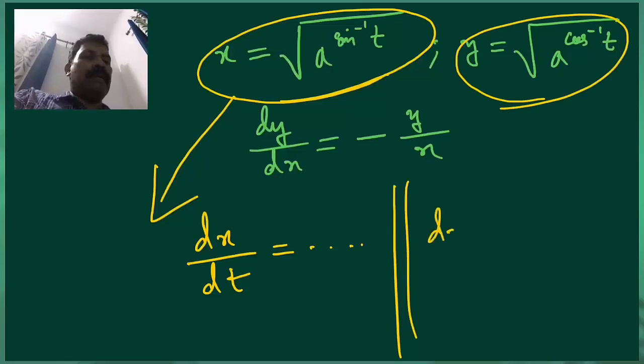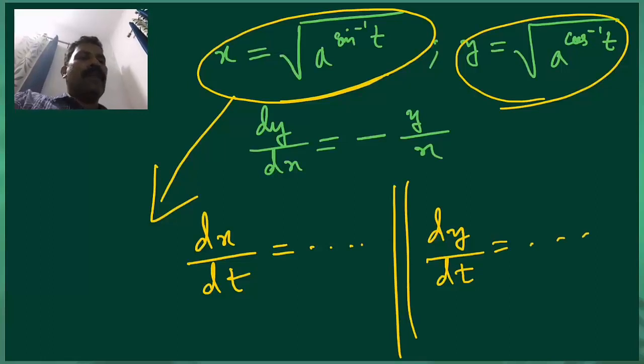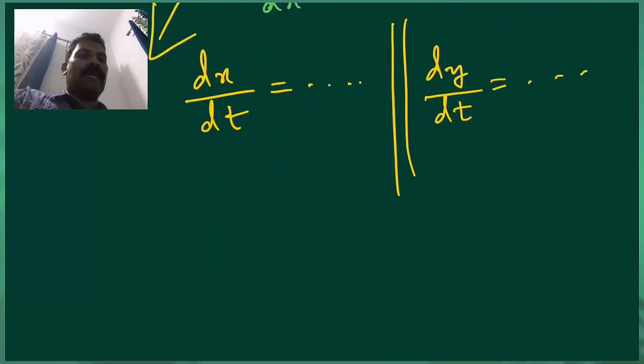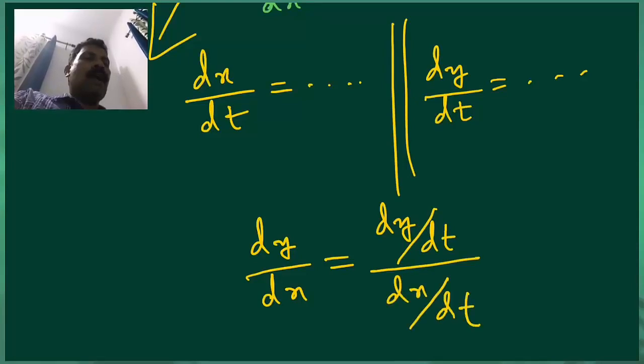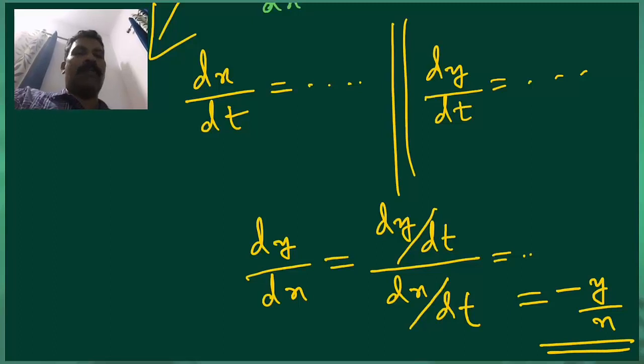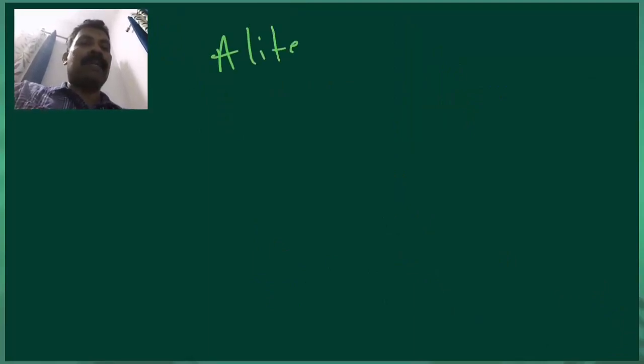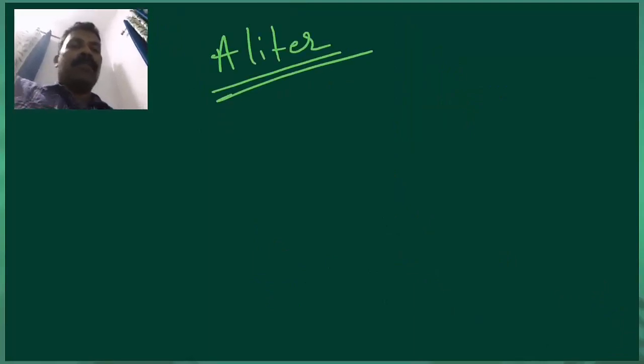And then again dy by dt, you can find, because y is a function of t. Then after getting dy by dt and dx by dt, you can go for dy by dx, which equals dy by dt divided by dx by dt, and further simplifying you can reach that is minus y by x. This is the first method, you have to complete it. But here the second method is a very interesting method.